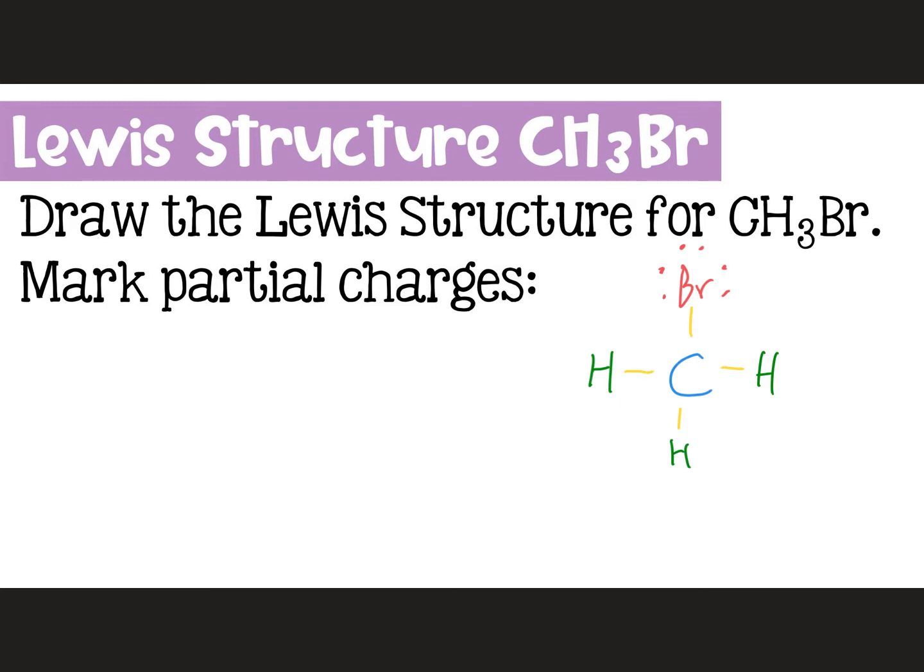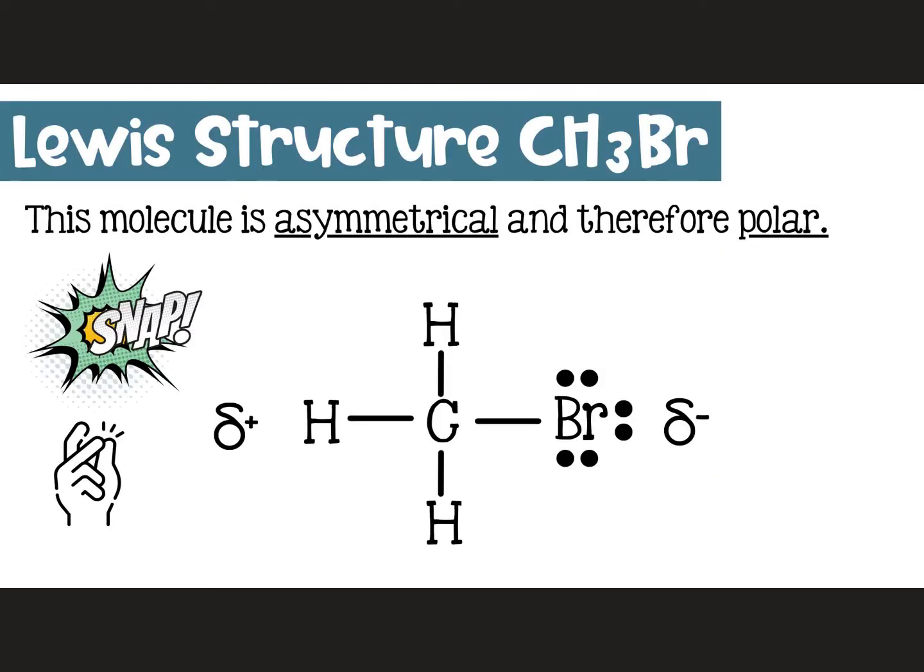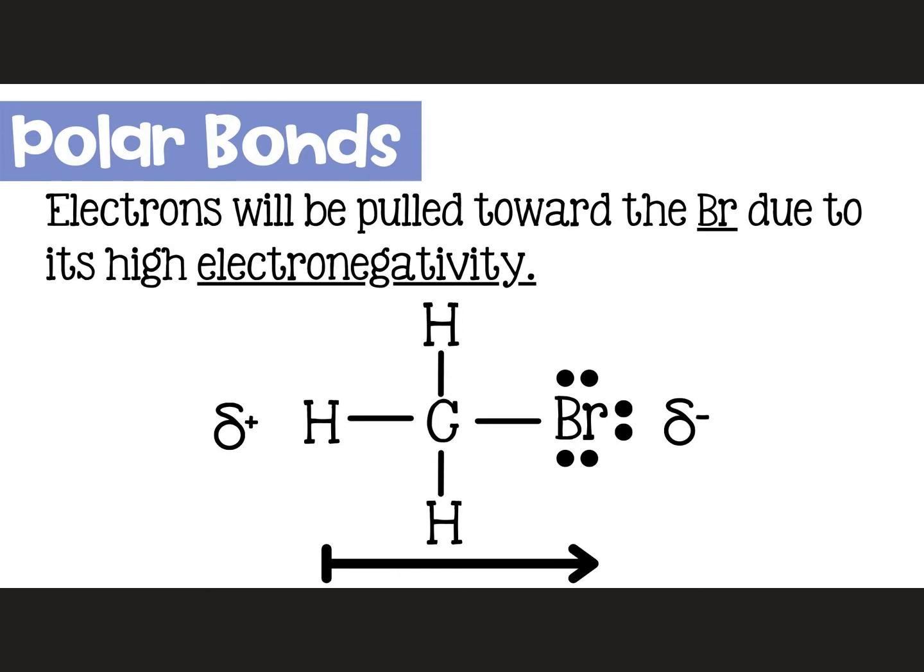This results in a partial negative charge up top where the bromine is and a partial positive charge opposite it. The overall molecule will be asymmetrical and therefore polar. The electrons will be pulled towards the bromine due to its high electronegativity. That's what this dipole is showing: electrons from the hydrogen being pulled towards the bromine.